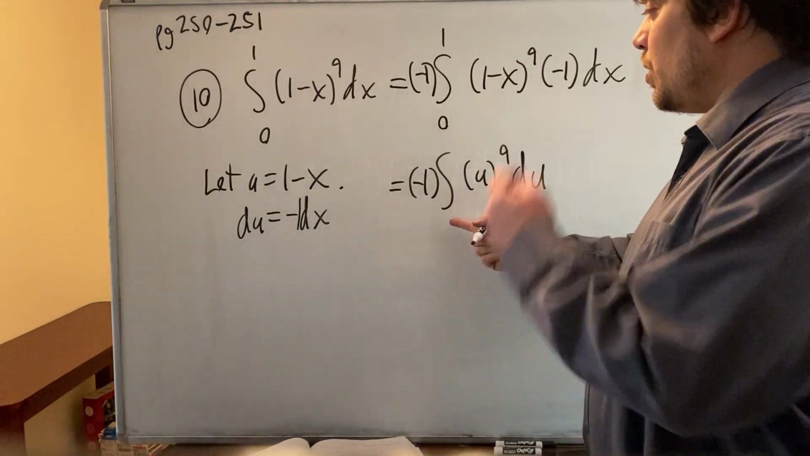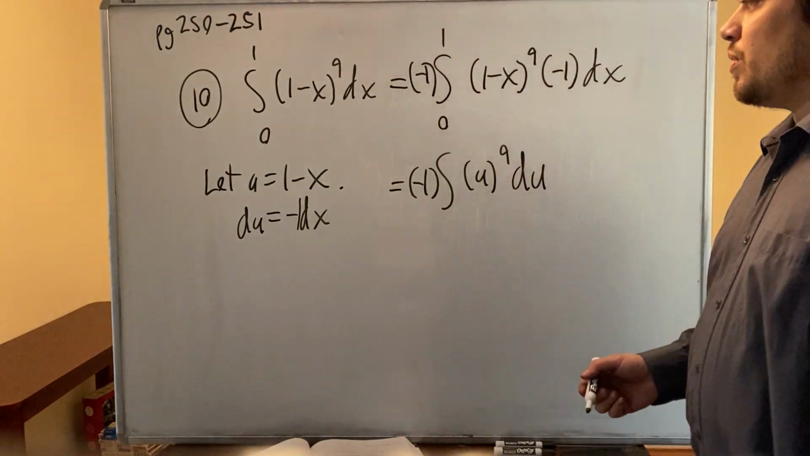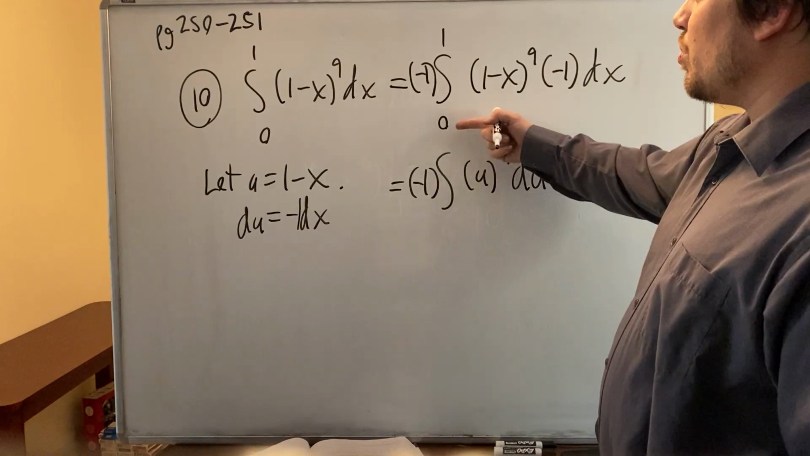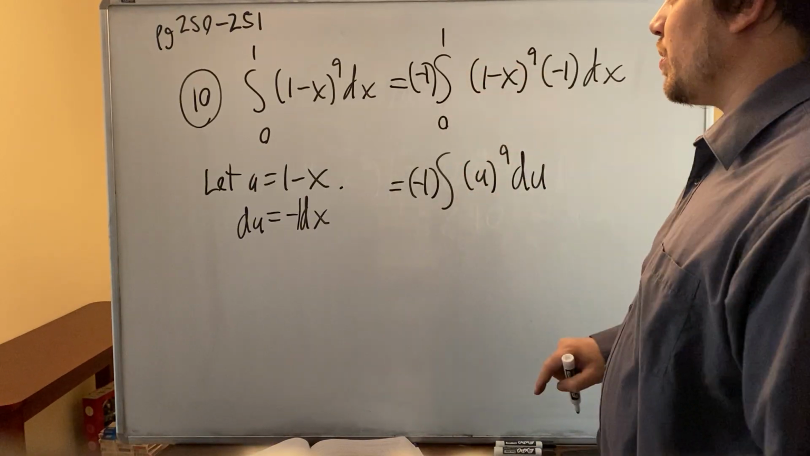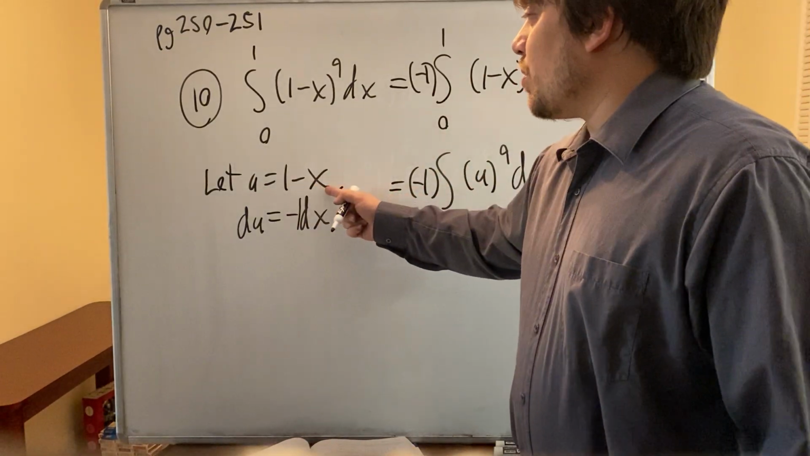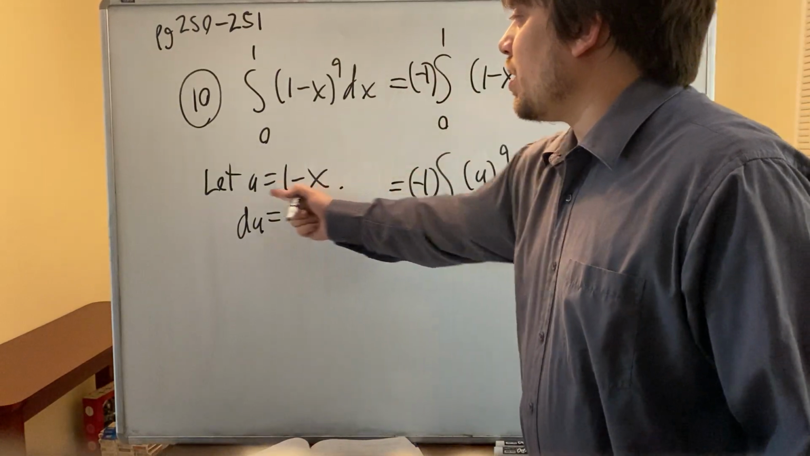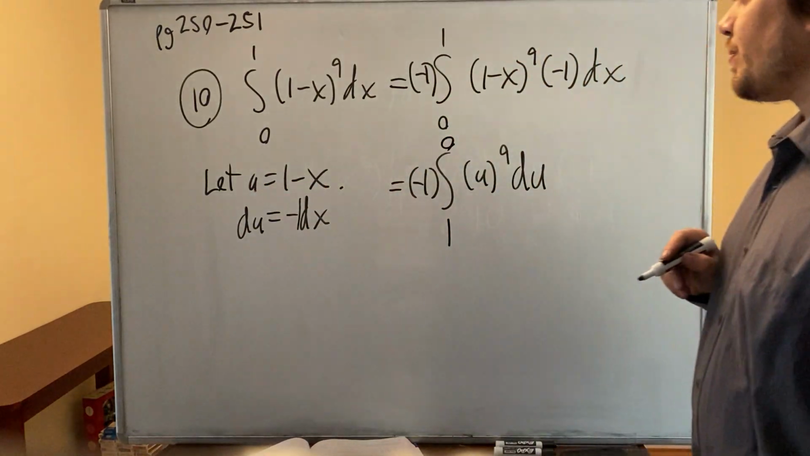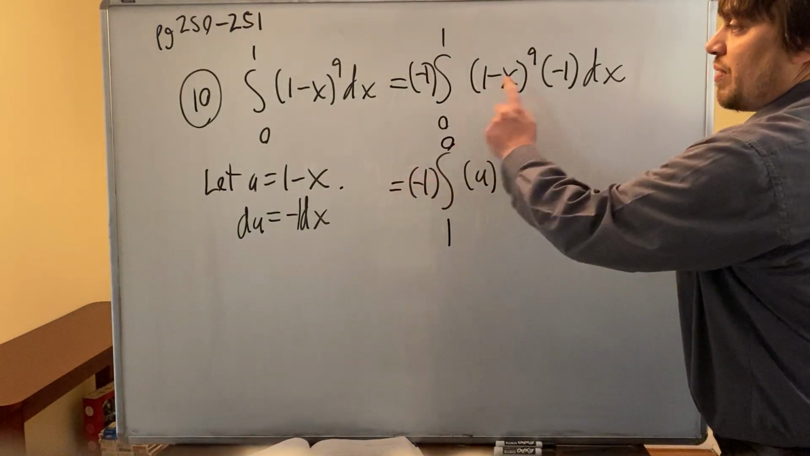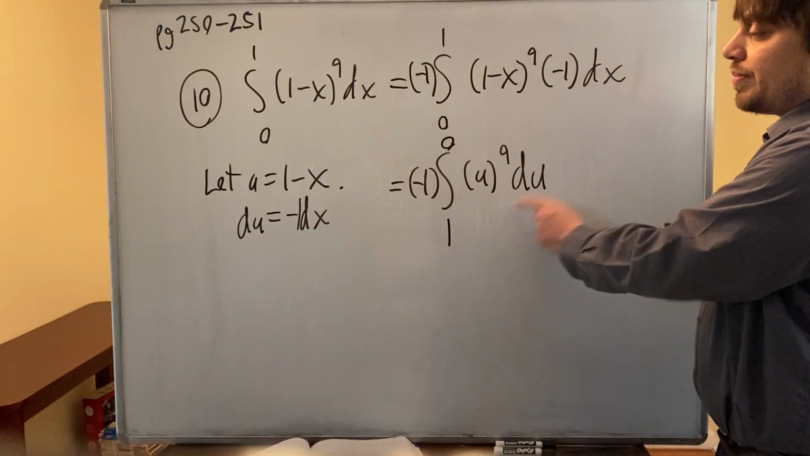Now I'm using the substitution rule for definite integrals. And so in addition to just replacing x's here with u's, I need to replace these x values with u values. And so when x is 0, 1 minus 0 is 1, and so u is 1. And when x is 1, 1 minus 1 is 0, and so u is 0. And so now with this equal sign, I've said this is equal to this using the substitution rule for definite integrals. Okay?